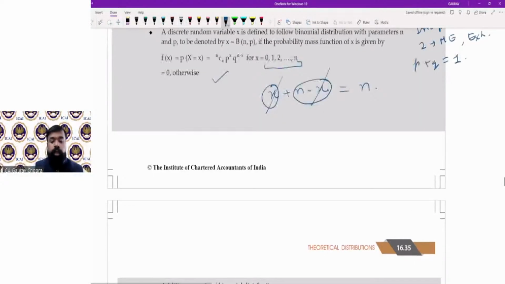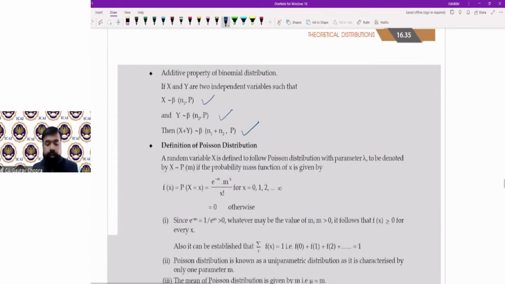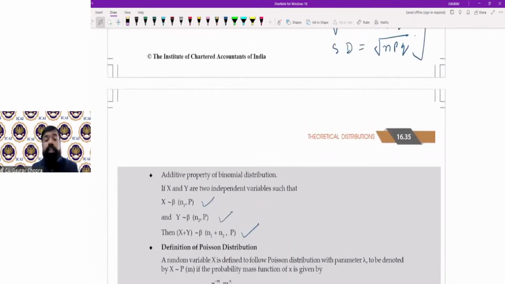Then some formulas also we had done. The formula for mean was n into p. The formula for variance was npq. And the formula for standard deviation was root of npq. So all these we have done today in our session. I think we have covered each and every variety of question from this topic, and hope you have understood very well. Any doubt, you can let me know.